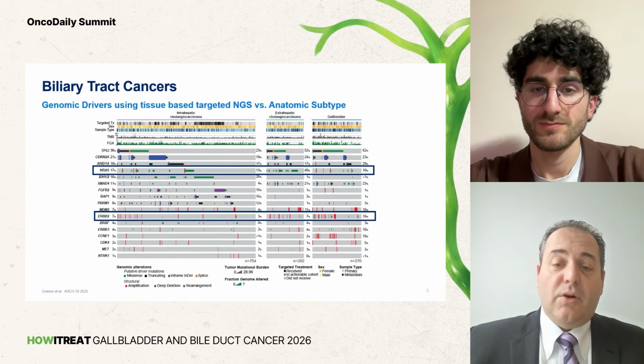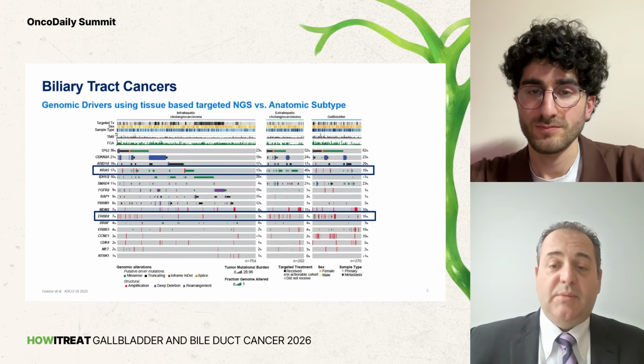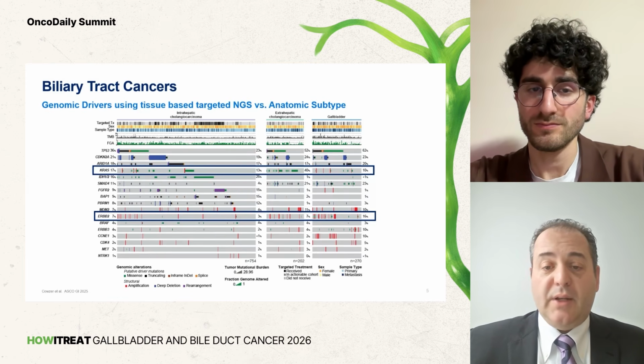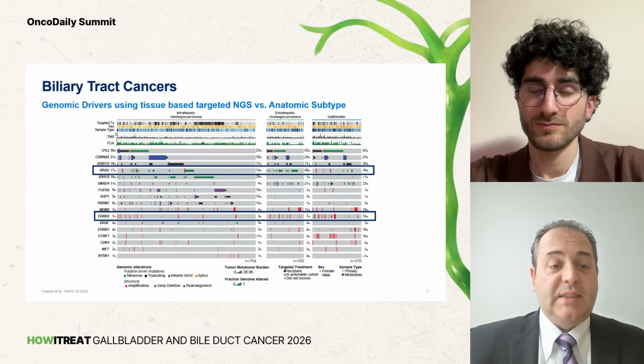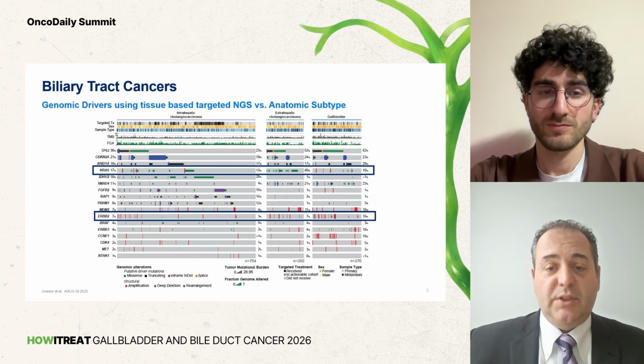The two targets of interest that we're going to talk about today, both HER2 or ERBB2, as well as KRAS, are expressed in all anatomic subsites, but there's differential expression. For HER2, we particularly see enrichment in gallbladder cancers, whereas for RAS, particularly KRAS, there is enrichment in extrahepatic cholangiocarcinoma.